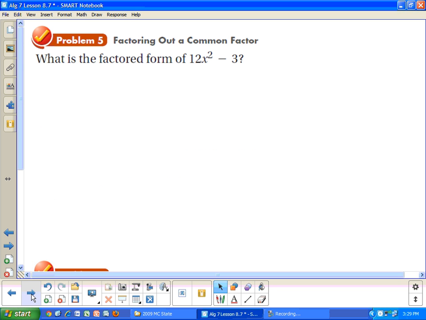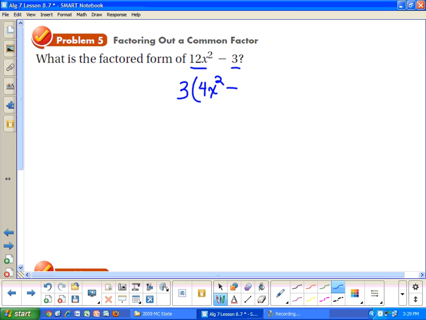All right, one more thing here we're going to learn. Sometimes it's good to factor out a common factor first, because then you might recognize one of these forms. So in this problem, look closely at the two terms here. Do they have a common factor other than 1? And they do. Notice 3 goes into both of them. So let's start by factoring out a 3. If I factor 3 out of 12x squared, I'm left with 4x squared. And if I factor 3 out of 3, 3 divided by 3 is 1.